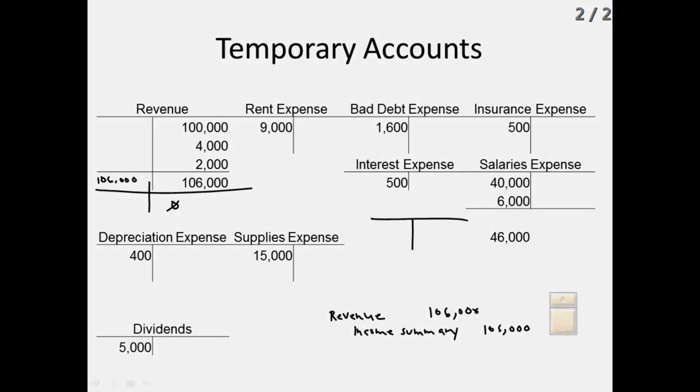So let's create this nice income summary account, which is now, what kind of balance would we like income summary to have at the end of our closing process? Okay, what does positive mean? Which side?